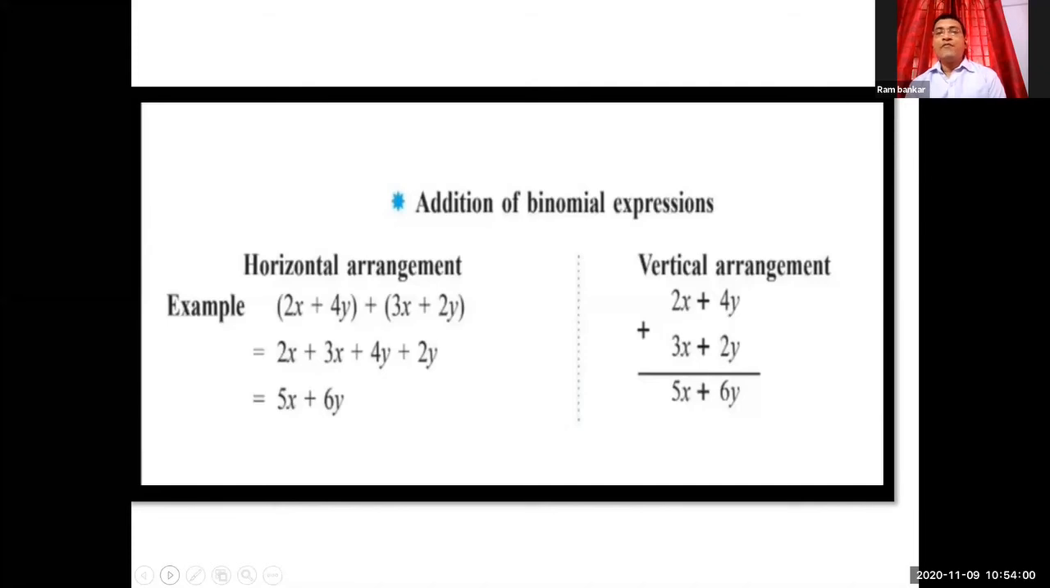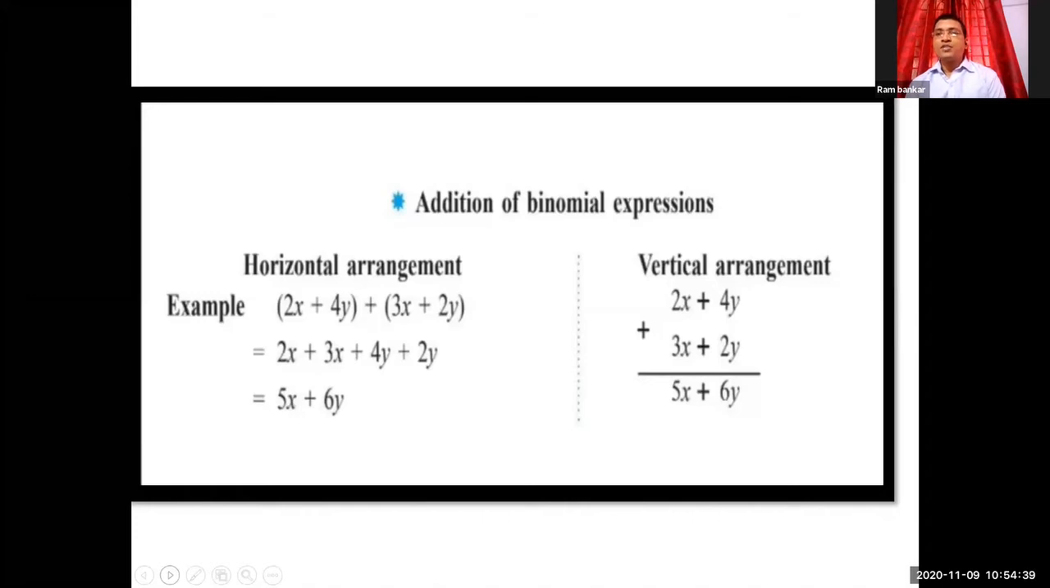Why did we do this in the first step? We put together like terms. 2x and 3x we put together, and the next is 4y plus 2y. Okay, now we can do addition. 2x plus 3x. If they are like terms, we can add their numerals and write down the variable as it is. 2 plus 3, 5x, plus 4 plus 2, 6y. So 5x plus 6y is the answer.